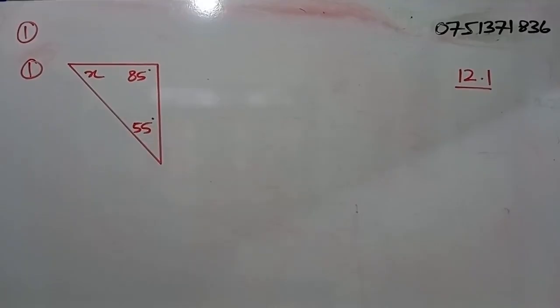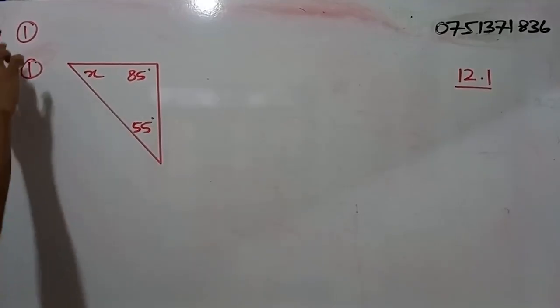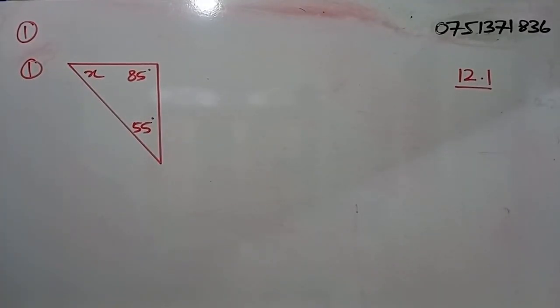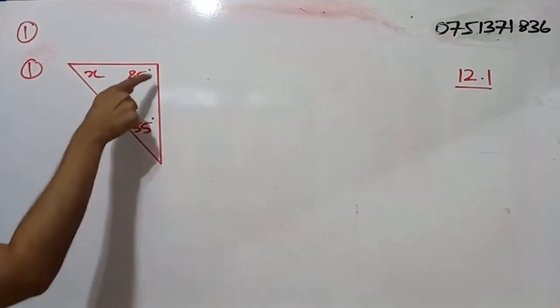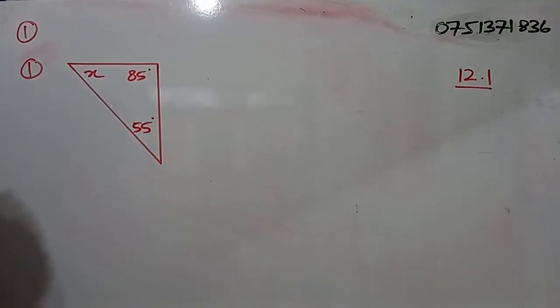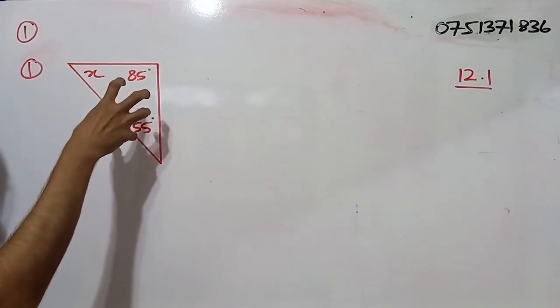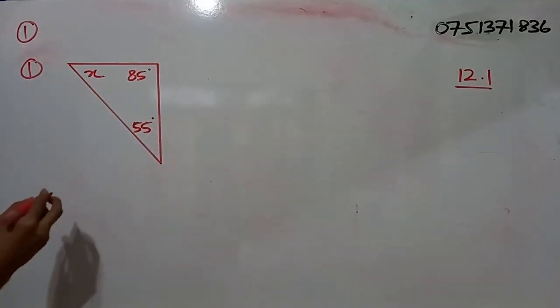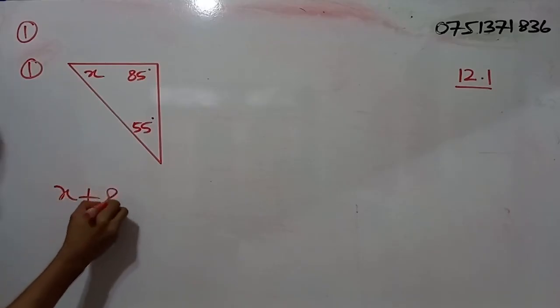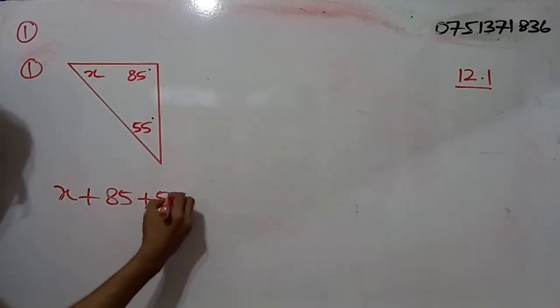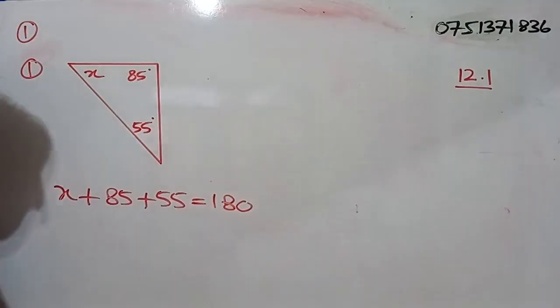Right, exercise 12.1. Question number 1. Find the magnitude of the angle marked as X in each of the figures given below. Okay, this is X, right? So these two angles we know the magnitudes. So we know in a triangle the sum of internal angles are what? 180. So we can write X plus 85 plus 55, that is equal to 180 degrees.